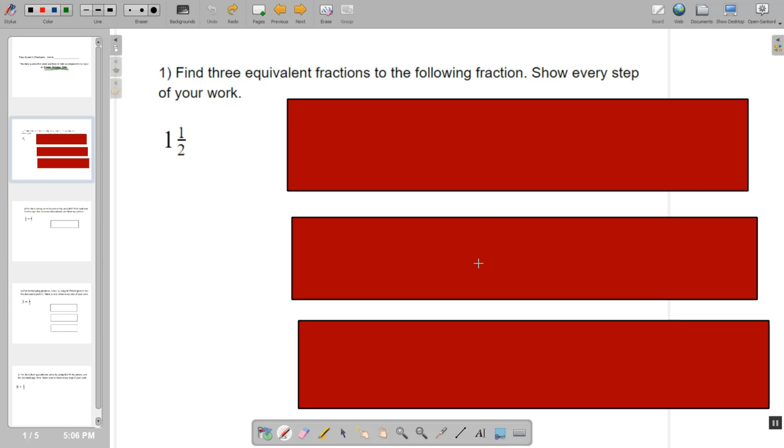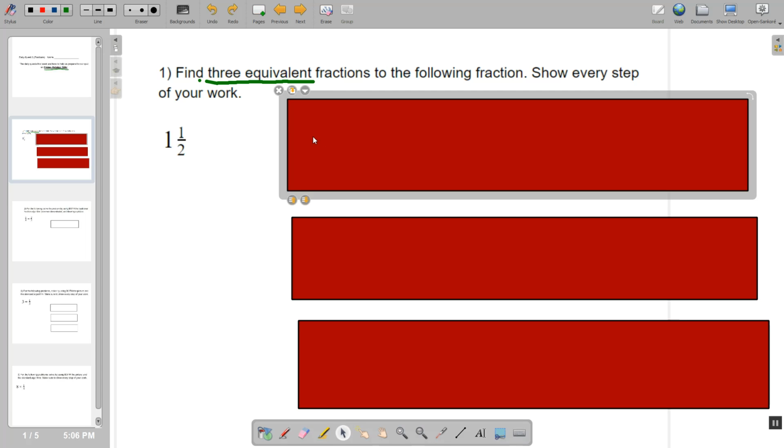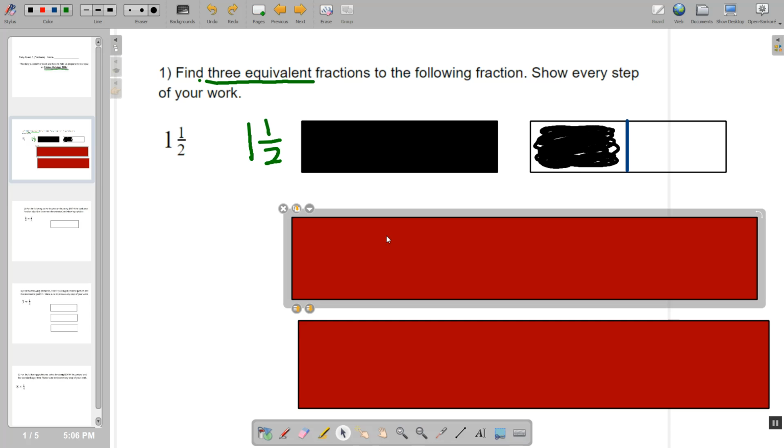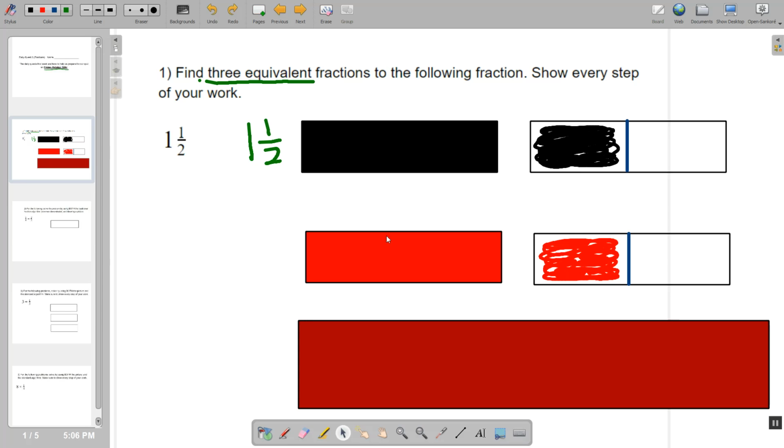Once again, our first problem is asking us to find 3 equivalent fractions to 1 1/2. In this problem, once again, I want to remind you that if you note that 1 1/2 is equivalent to 1 1/2, the first fraction should be just drawing the picture. Then for fractions 2 and 3, we need to change 1 1/2 into a fraction that is equivalent, which means it has the same amount of shading.